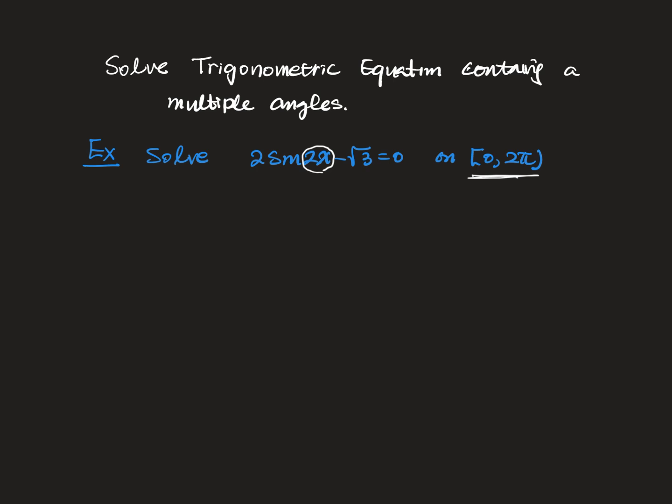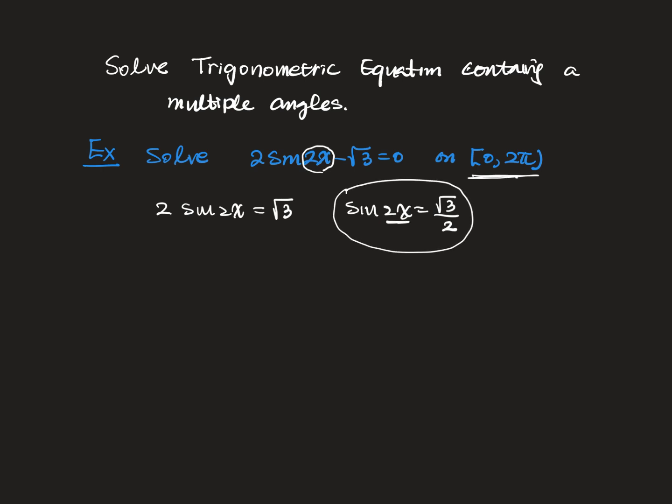So with 2x, what are you going to do first, guys? First, solve this one: 2 sine 2x equals square root of 3. That's the first step. So you find that sine 2x is square root of 3 over 2. Then look at this here, 2x. We're going to find the general solution first.